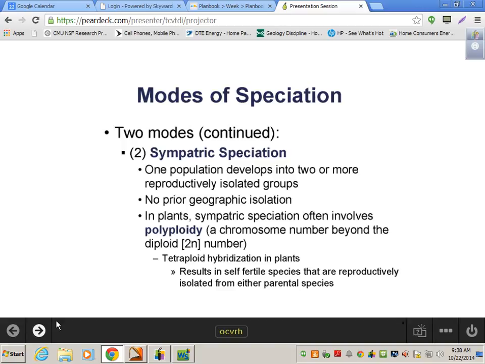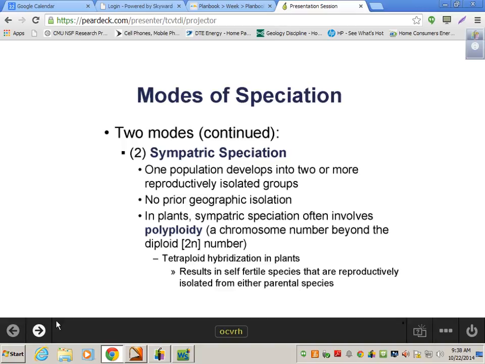Because remember, the source of all mutations, all evolution is mutation. So if one population has their own set of mutations and another one has theirs and they're reproductively isolated, they're not going to come back together and mix. Those mutations are going to stay unique to those individual populations, if that makes sense. So there's no prior geographic isolation in this case, and in plants, sympatric speciation often involves what's called polyploidy.